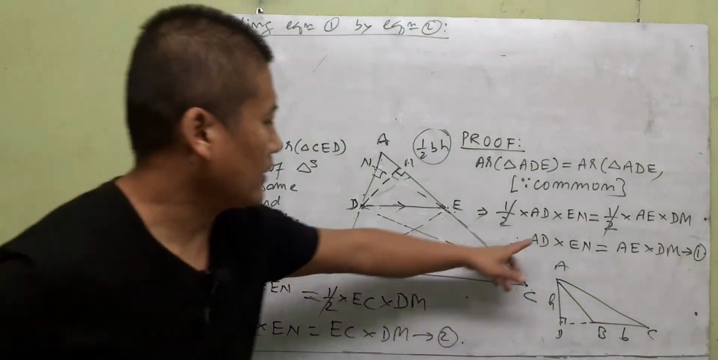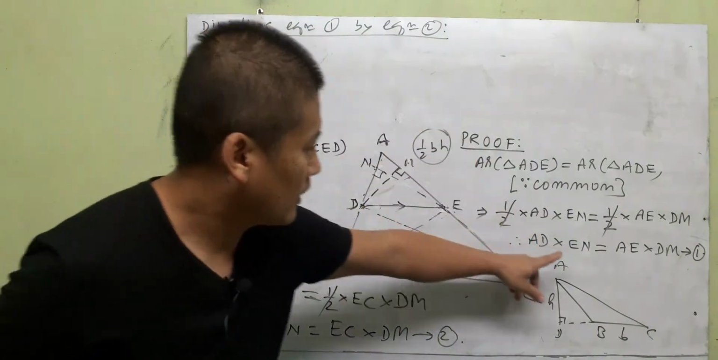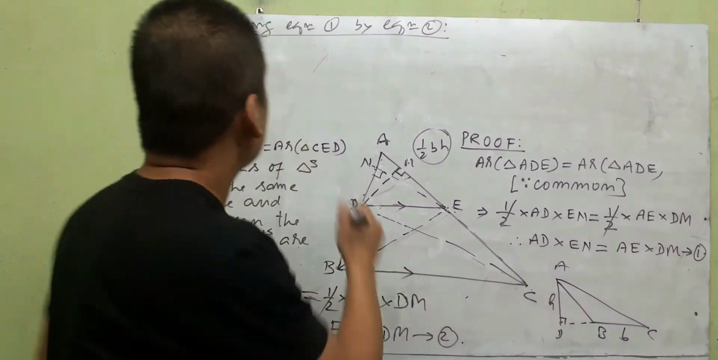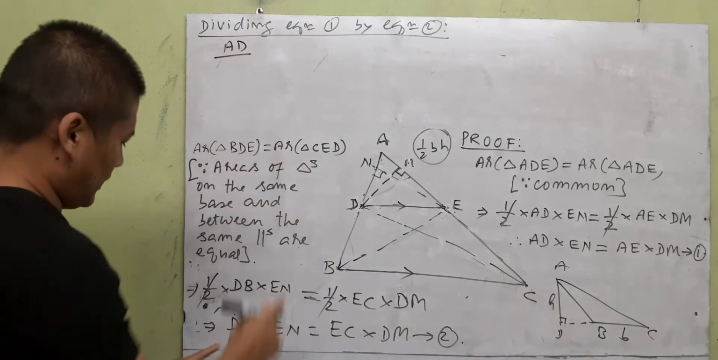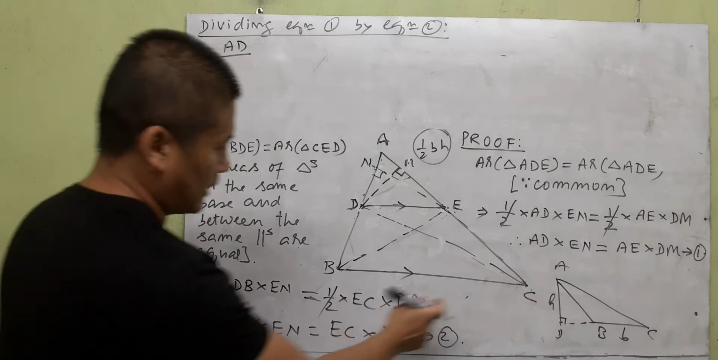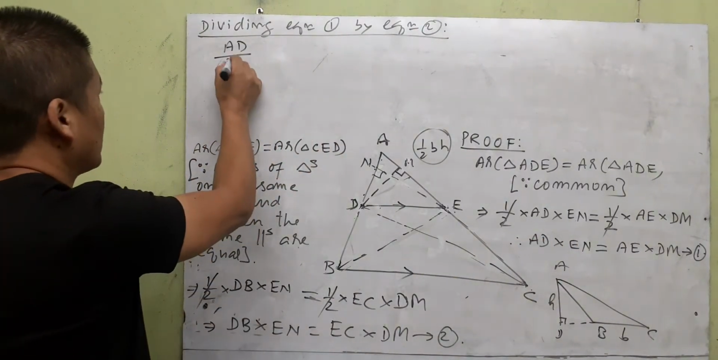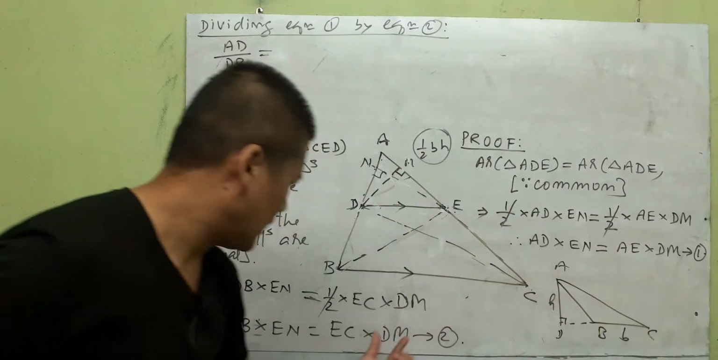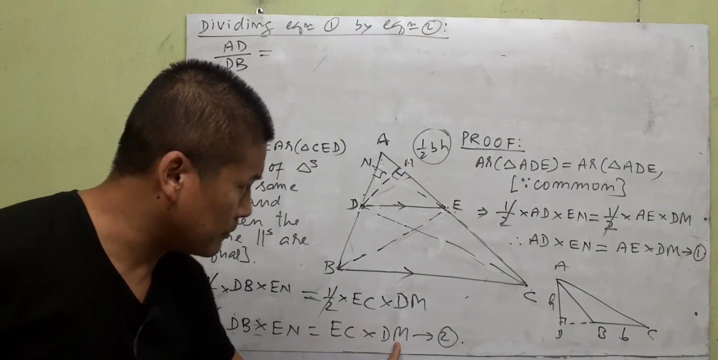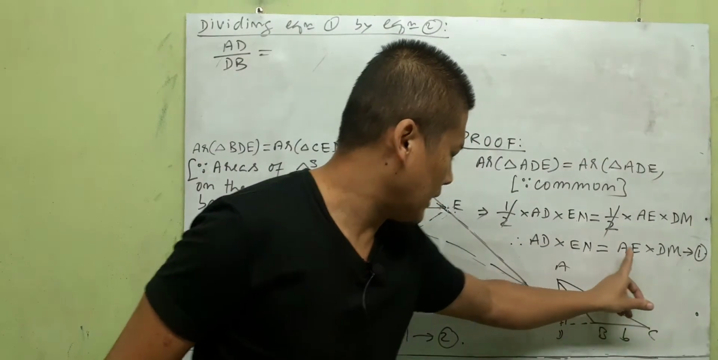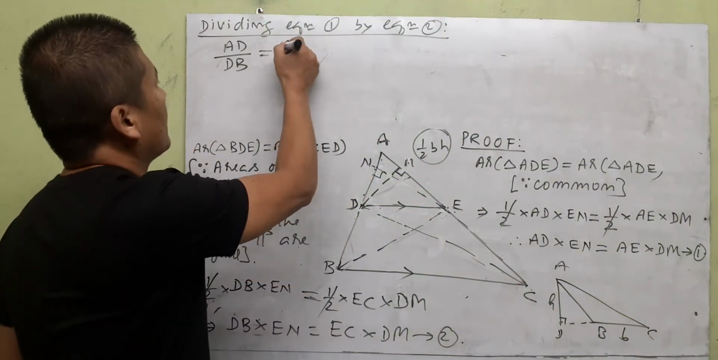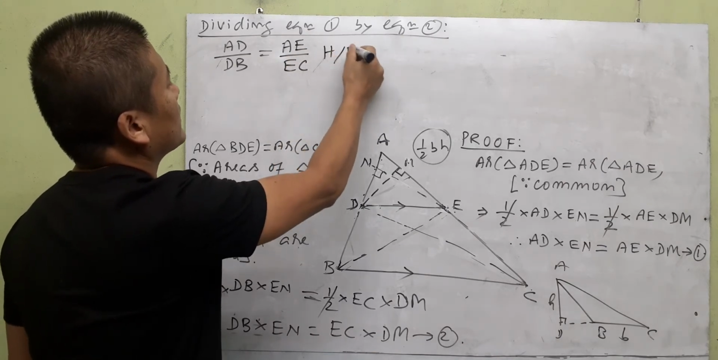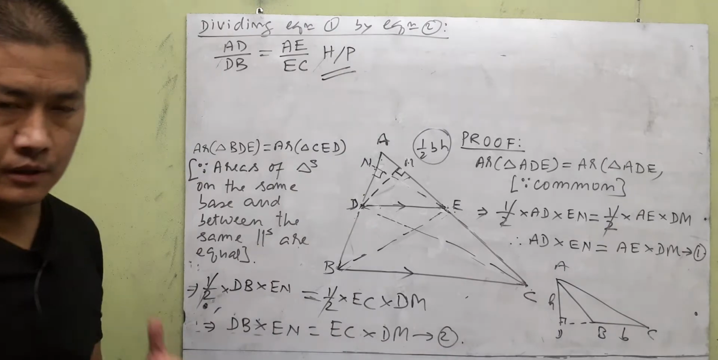Now, if you divide this equation 1 by equation number 2, then EN on the left hand side and EN will get cancelled. So AD is left, divided by DB, will be equal to, then on the right hand side, AE into DM divided by EC into DM. DM will cancel and AE by EC will be left. So AE by EC. This is exactly what the theorem is asking us to prove. So hence proved. That is the answer.